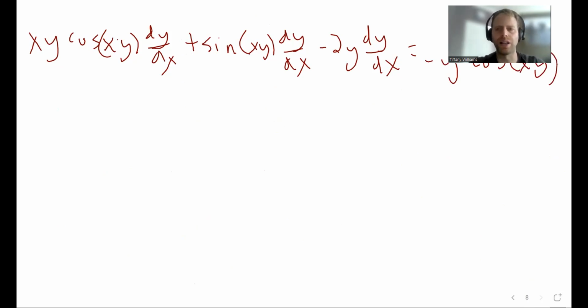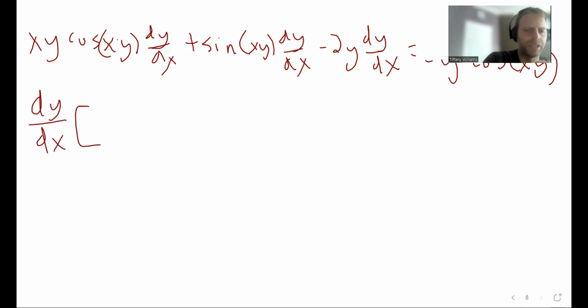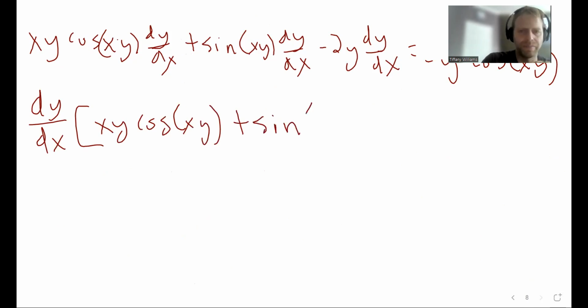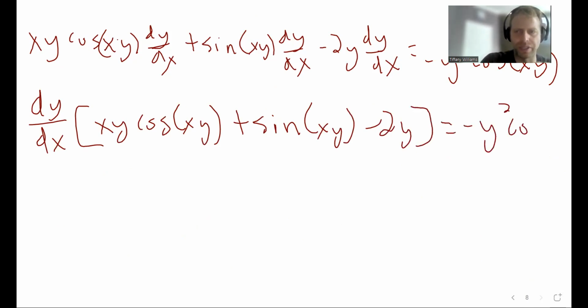Okay, so we did all that, got everything organized, and now everything on the left side has this common factor of dy dx. So we pull that out, and that's going to give me xy cosine xy plus sine of xy minus 2y, and we set that equal to negative y squared cosine xy.